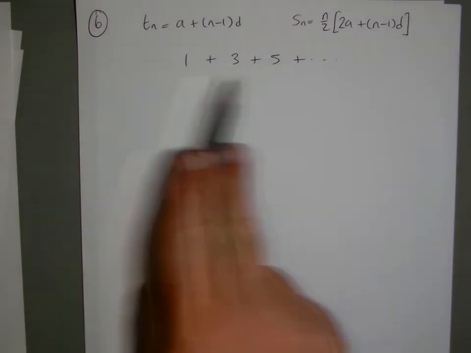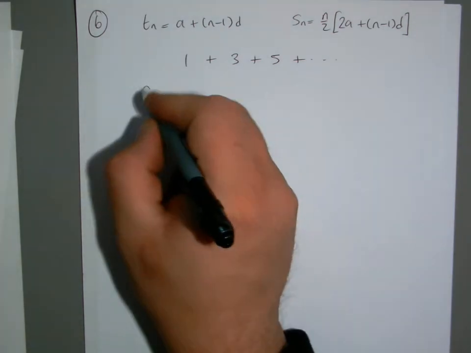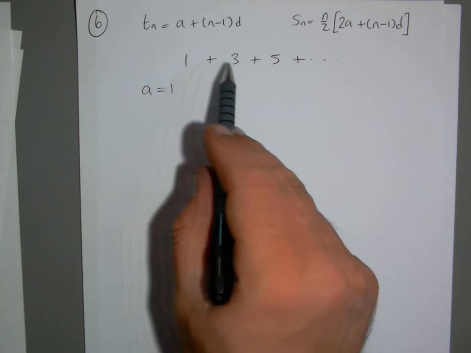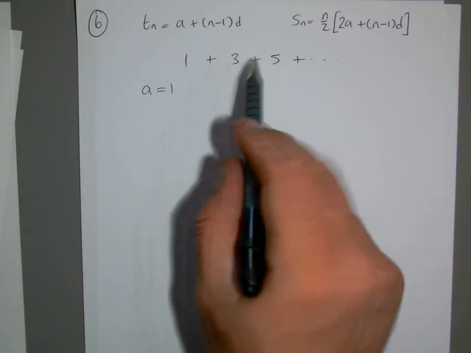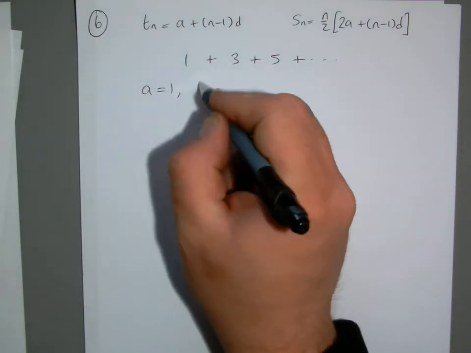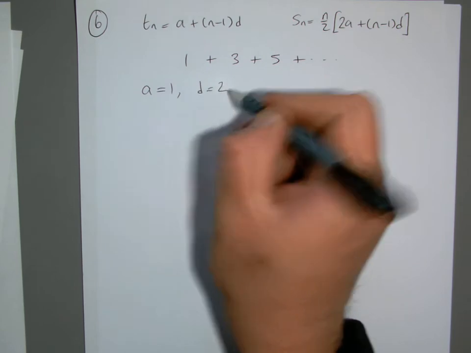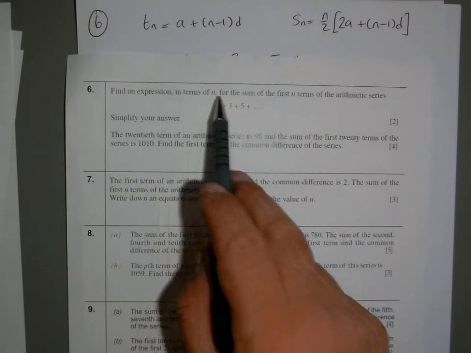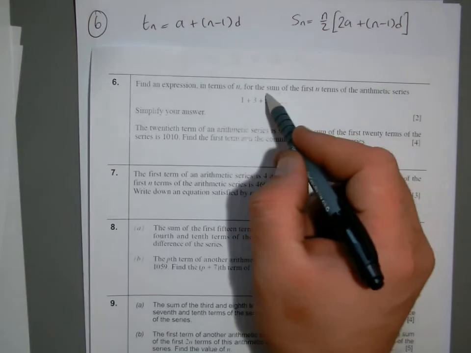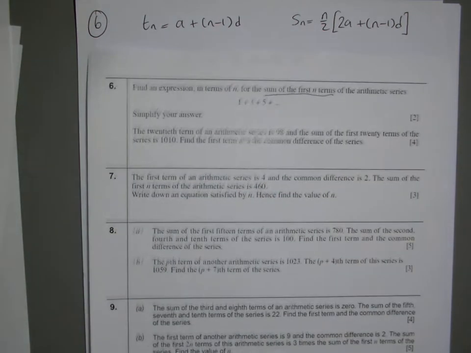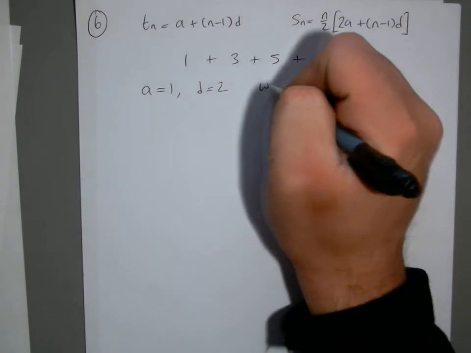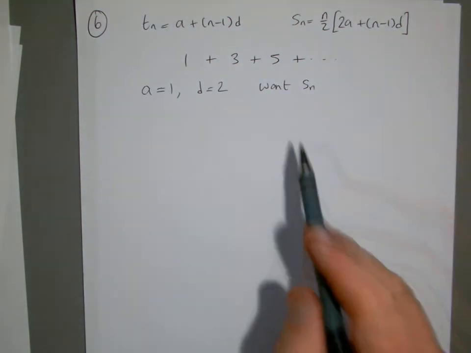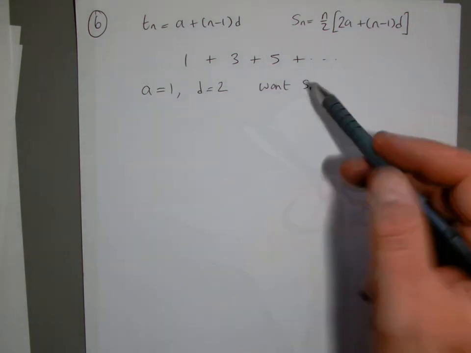When you see this series here, first of all, you should note that a is obviously equal to 1, the first term. Okay, and there's a common difference here, isn't there, of 2, because it's increasing by 2, adding on 2 each time. So we know a is 1, d is 2. But then looking at the question carefully, it says find an expression for the sum of the first n terms. So we want Sn, in terms of n, so it can be any number of terms.